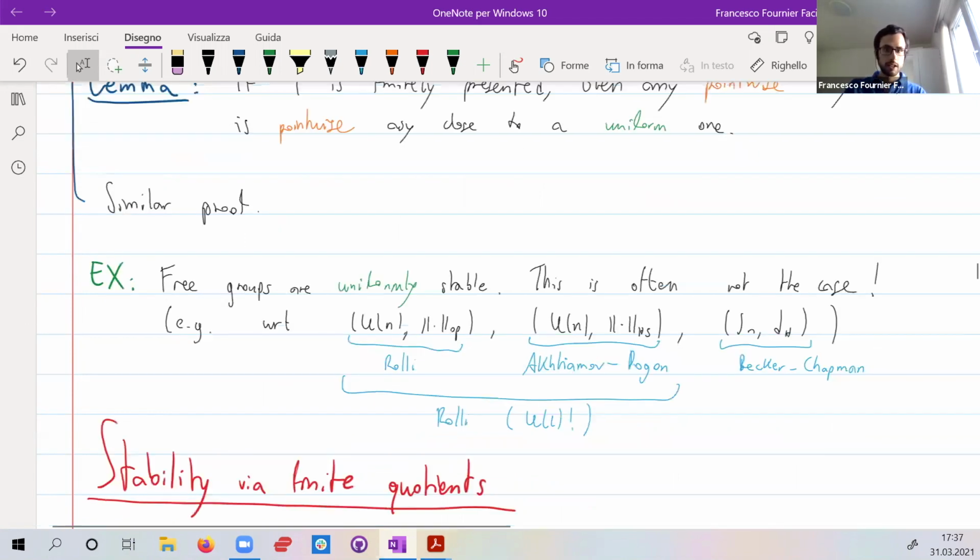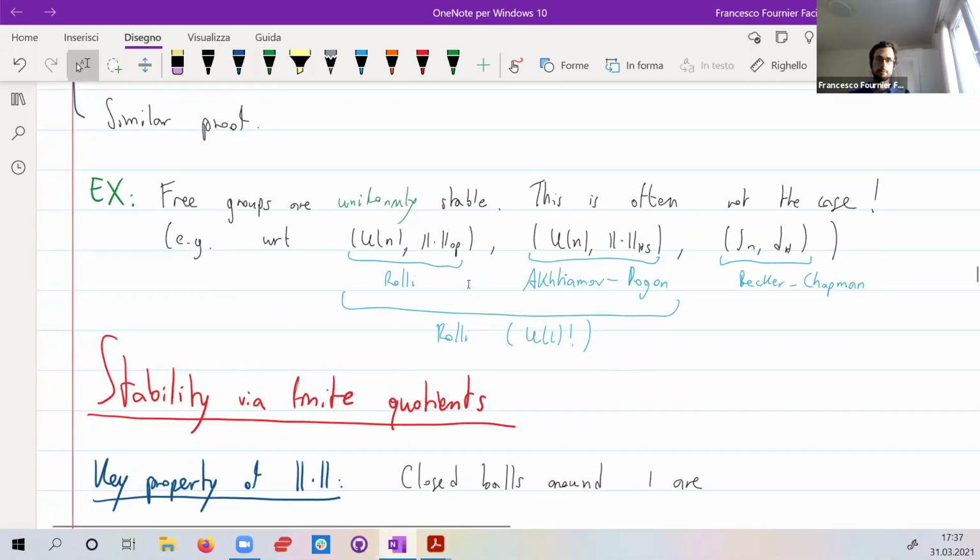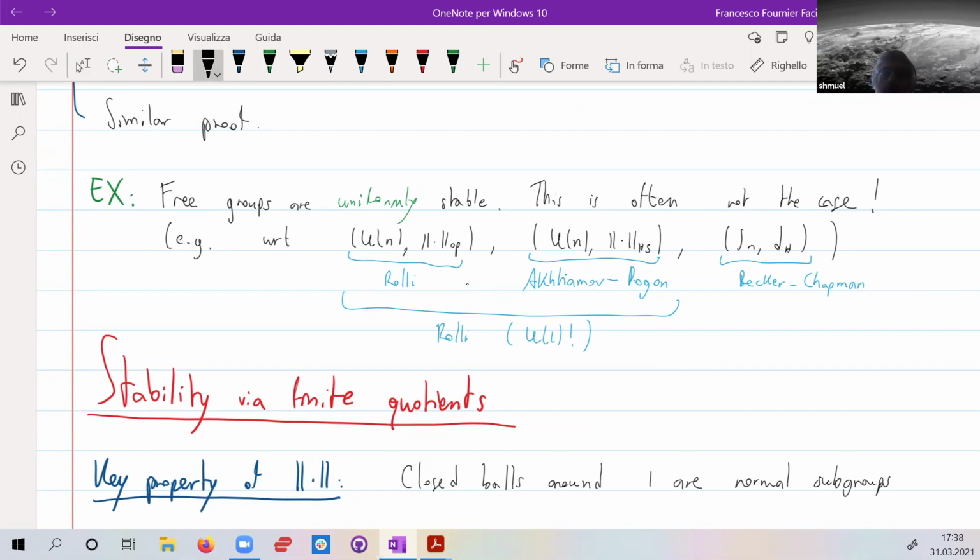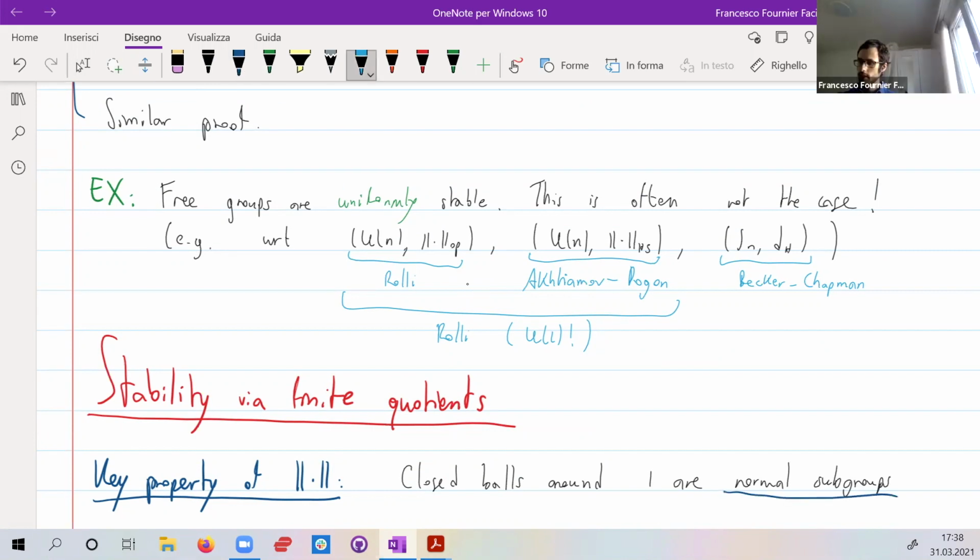Now I'm going to move on to another very peculiar property of ultrametric stability. I call this section stability via finite quotients. The key property of any ultrametric distance is the following: closed balls around the identity are normal subgroups. The fact that they are normal, that they are conjugacy invariant, is not surprising because the distances are conjugacy invariant. What is very special is that they are subgroups.